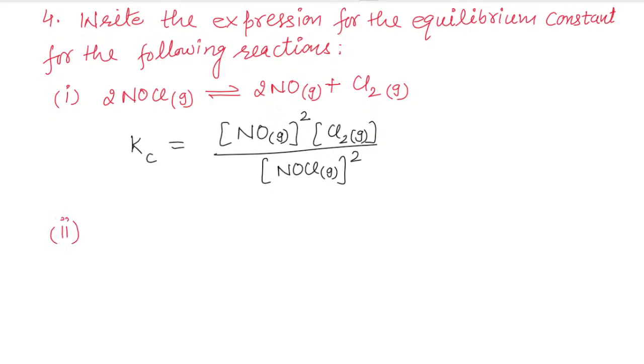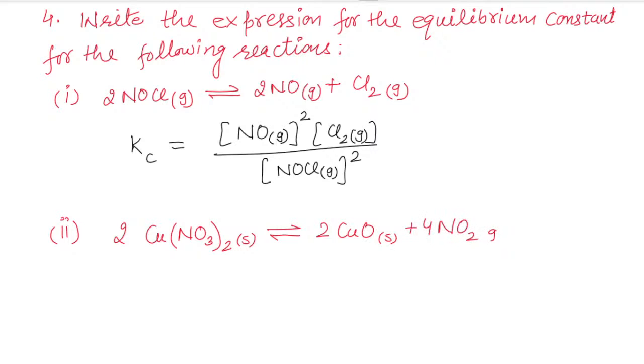Second reaction is 2 Cu(NO3)2 solid to give 2 CuO solid plus 4 NO2 gas plus O2 gas. Okay. So let us write the expression for this one.